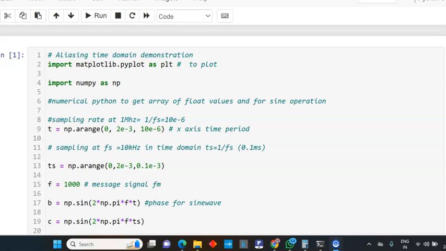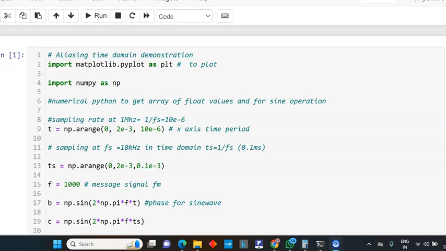There are two ways of demonstrating the sampling theorem, that if you don't sample at the higher frequency, distortion will happen. There are two ways to demonstrate this. One is in the time domain, another is in the FFT domain, that is the frequency domain.